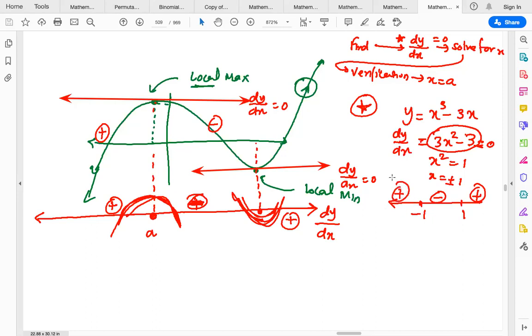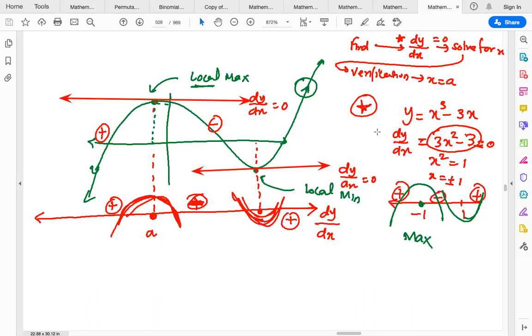Now if you look at the x value around which the slope is changing from positive to negative, it's referred to as a max point. And here it is referred to as a min point because the slope is changing from negative to positive.